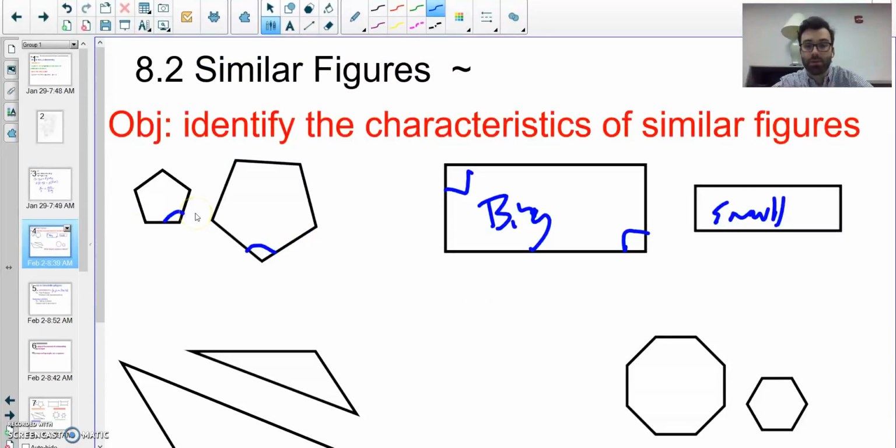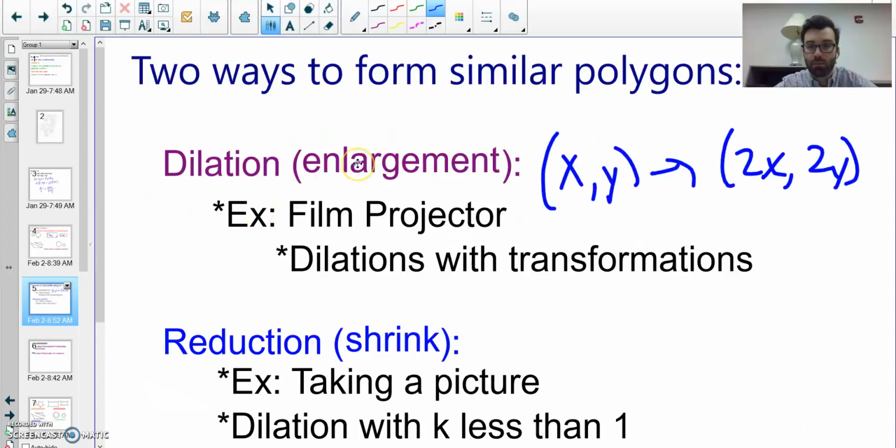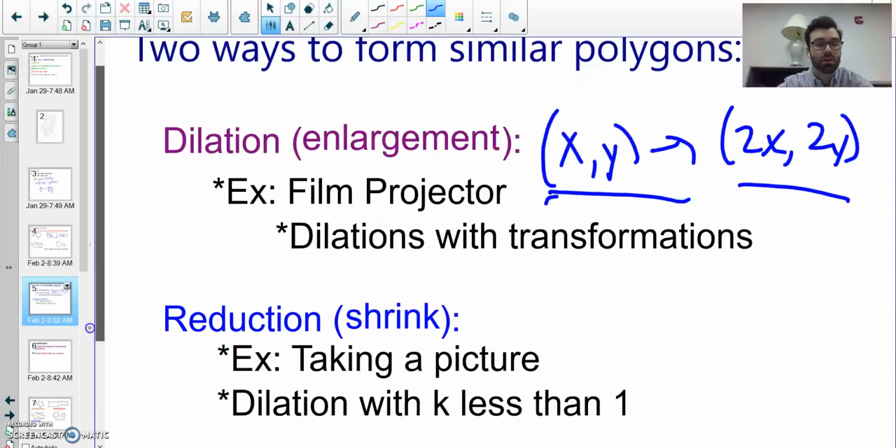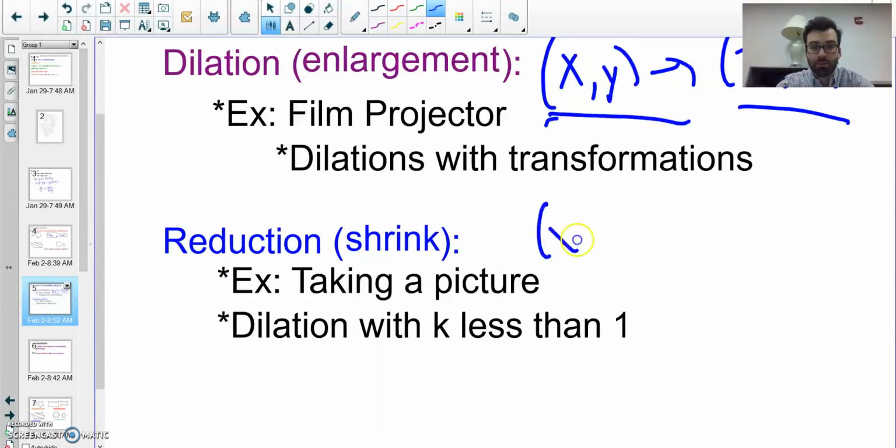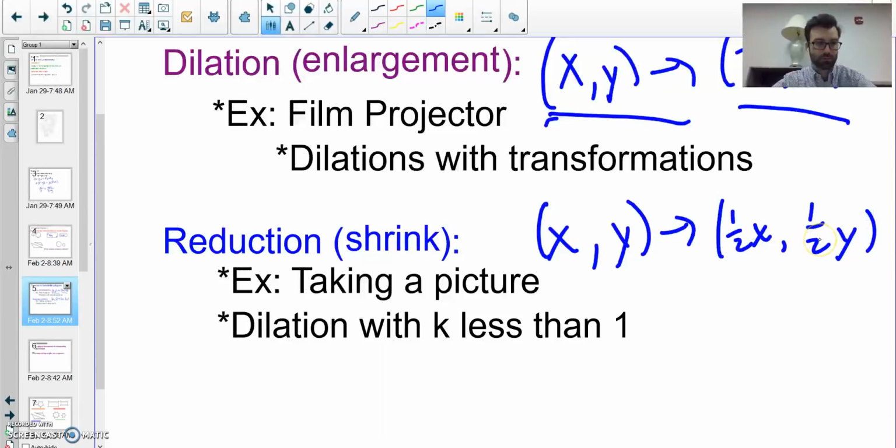All right, this whole chapter is about similar figures and ratios and proportions. I'm going from small to big or big to small. I can make my shapes bigger, I can make them smaller. Ways to form similar figures: this is from our initials product towards the beginning of the year, where we can enlarge a shape, multiply the x and the y by the same number, or shrink a shape and go x, y to 1/2 x over 1/2 y as well.